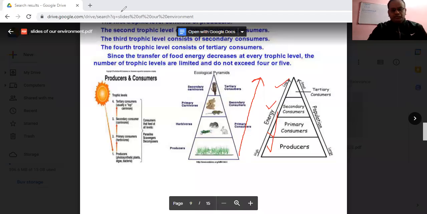Now, students, my question to you, as we are moving from the bottom towards the apex, you are saying energy level decreases. Okay. Now, this was stated by Lindeman, and according to Lindeman's law of flow of energy in an ecosystem, only 10% of the energy of one trophic level goes to the next trophic level. Suppose in this figure, or in this image, let me first highlight it.